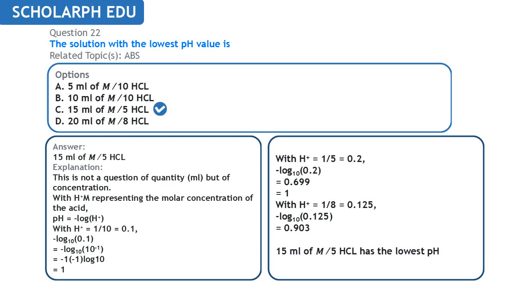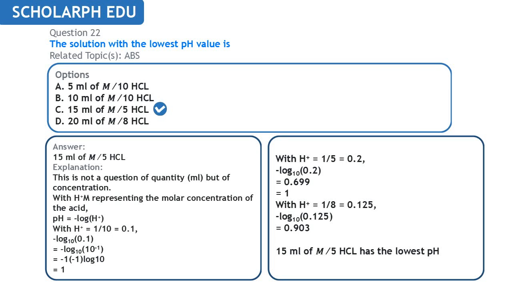1 over 5 is equal to 0.2 in decimal. If we take the minus log of 0.2, you'll be getting 0.699. So for this one, the pH is 0.699. Don't mind this approximation. The next one is 1 over 8, and 1 over 8 is 0.125. If you take minus log of 0.125, you get 0.903.